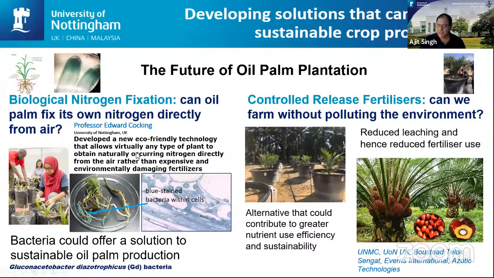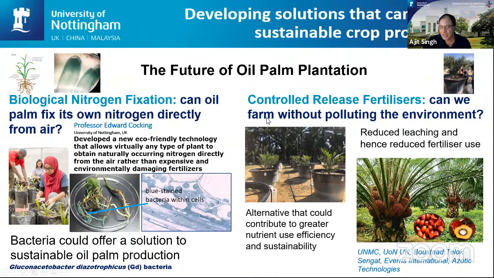So we tried it in oil palm. It has been very tough trying on the oil palm. We got positive results in the lab, but on the field, we're not able to get positive results. So we're still trying to modify it and see how we can inoculate this bacteria in the oil palm so that we'll be successful in reducing the N fertilizer requirement in oil palm.